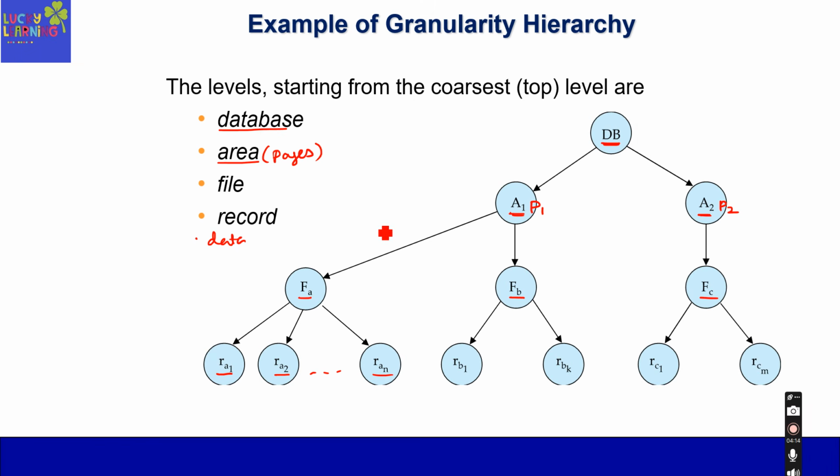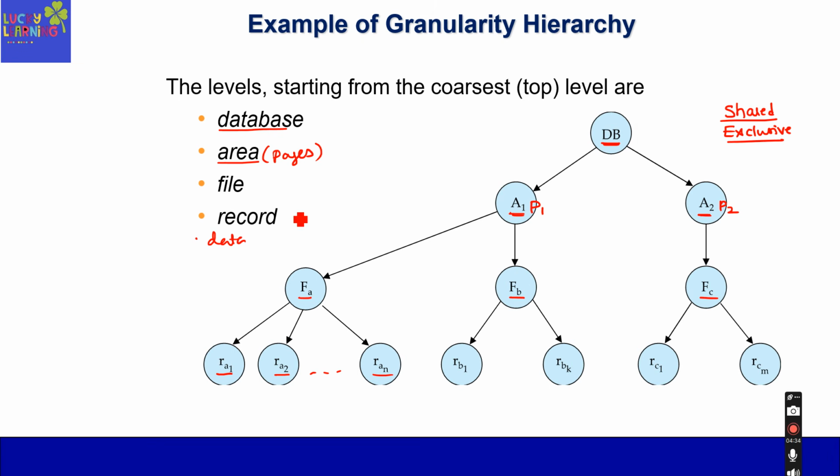Now, how is the locking protocol to be implemented? So far, we have only two lock modes, called shared lock and exclusive lock. Using these shared and exclusive locks, how is the multiple granularity locking protocol implemented? Is it required to have any other lock modes? And why is it required?